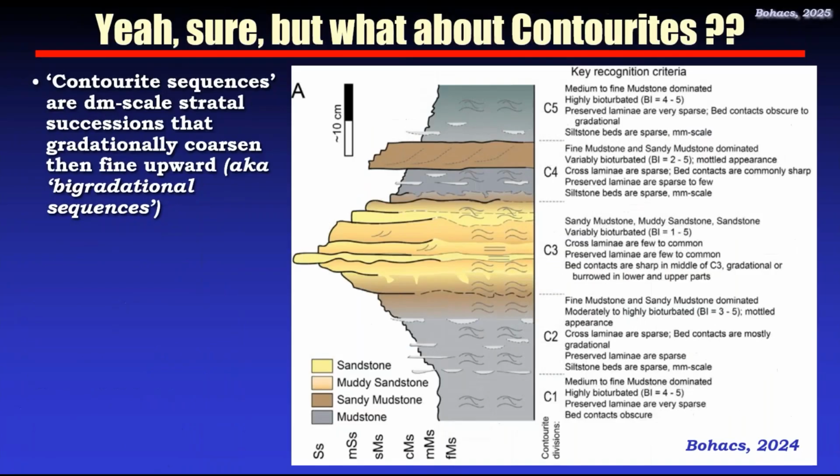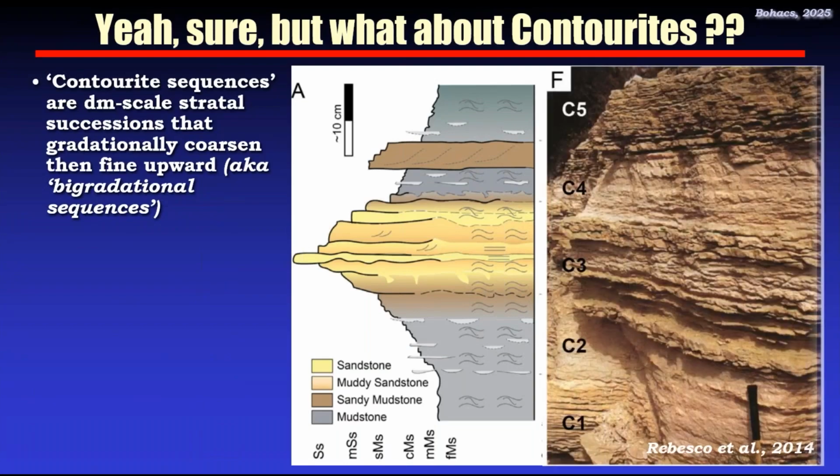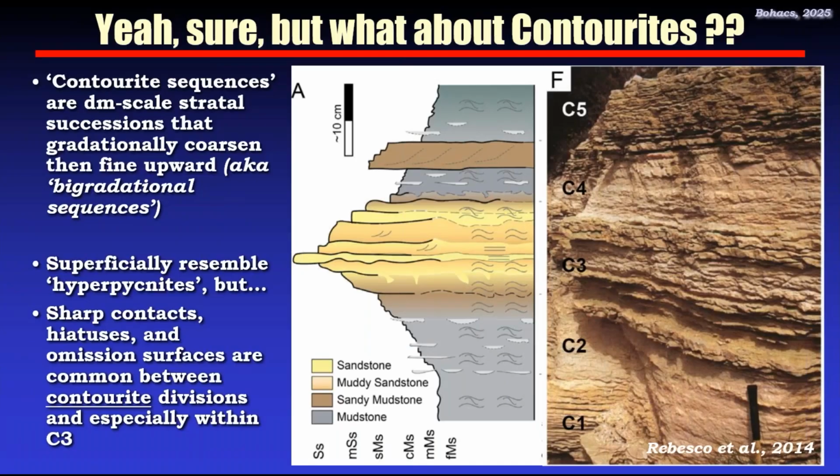Now, I'm sure you're thinking that's all very fine, but where are the contourites? Strictly speaking, contourites are these cute little decimeter scale stratal successions that gradationally coarsen, then fine upward, also known as bigradational sequences. Contourites have been viewed as conceptually analogous to the Bouma turbidite sequence. Contourites superficially resemble hyperpycnites in their bigradational grain size profile, but differ from them in the character of bed contacts, type and abundance of preserved primary sedimentary structures, content of land plant debris, and trace fossil types, abundance, and diversity.